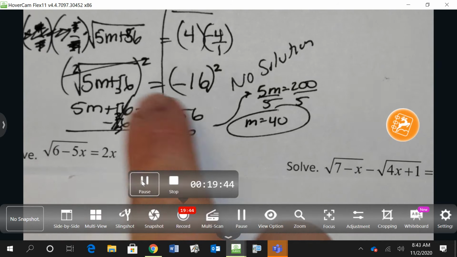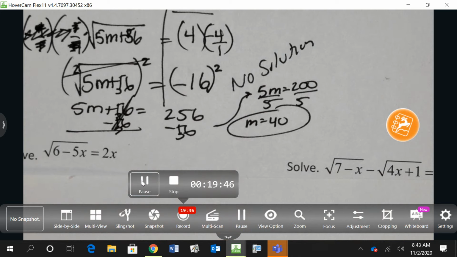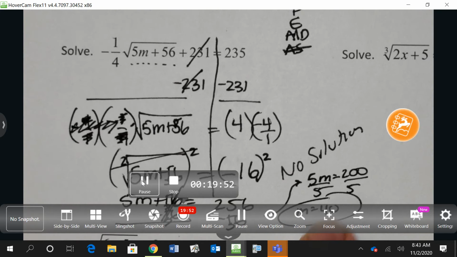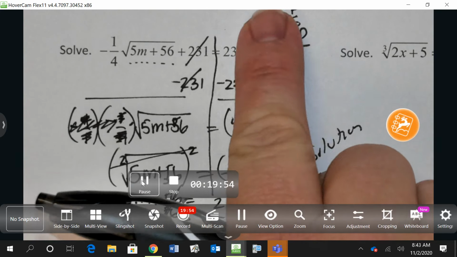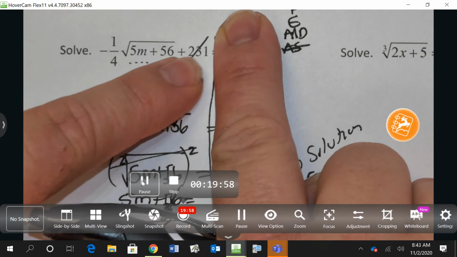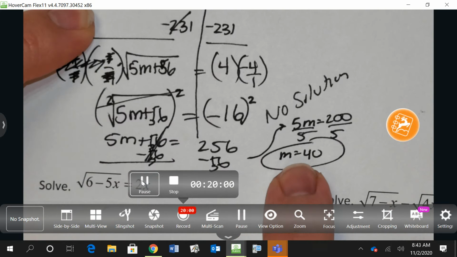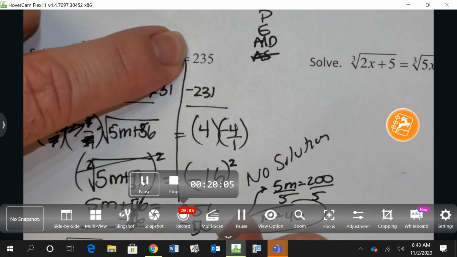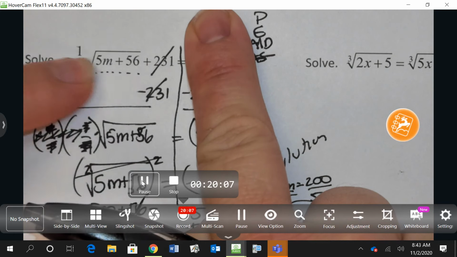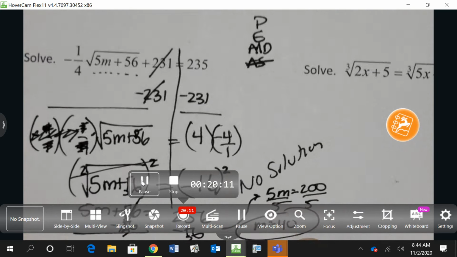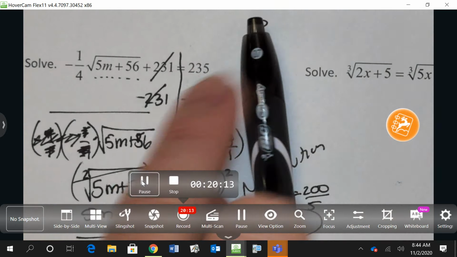But if you forgot this fact, then how can we know that the answer is no solution? Okay, well then you always have to check for extraneous solutions. That means when I plug 40 into the left-hand side of this equation, which I'm going to type into Desmos, I better get a final answer that's equal to 235. If this answer doesn't equal 235 when I substitute in 40, it means it's extraneous.